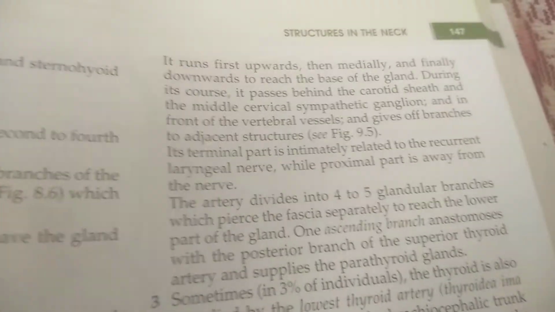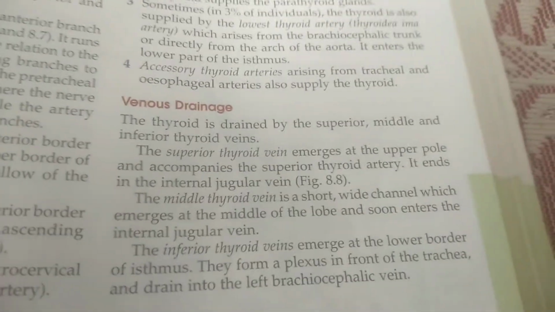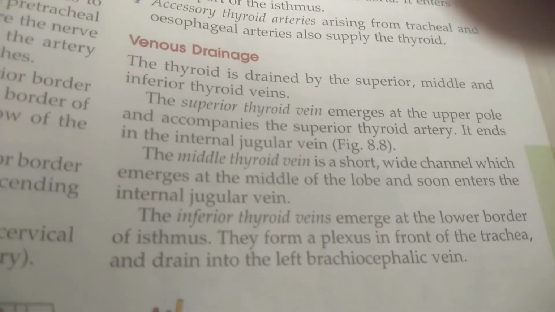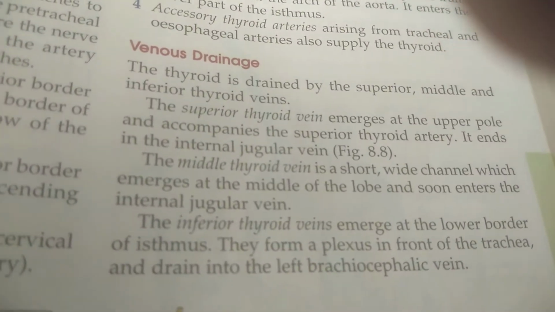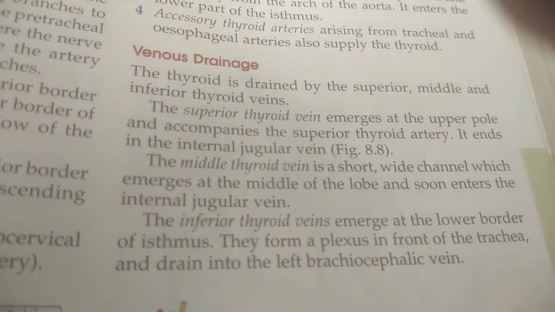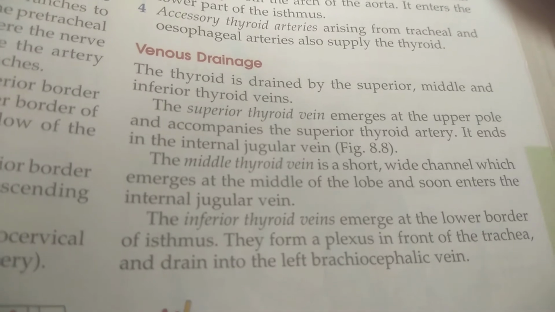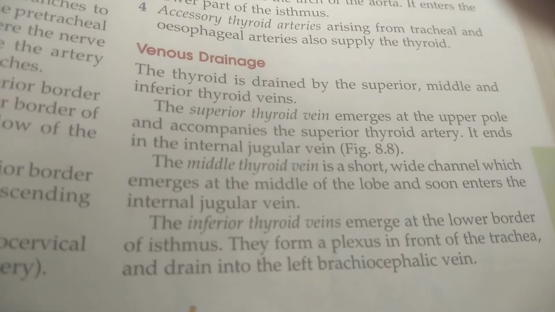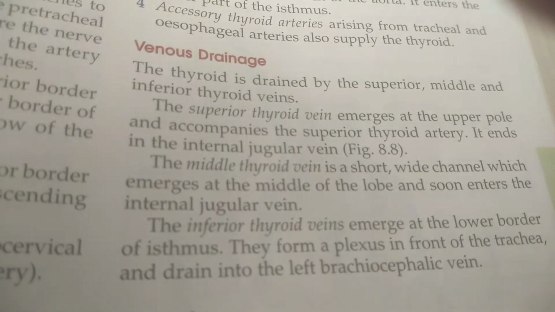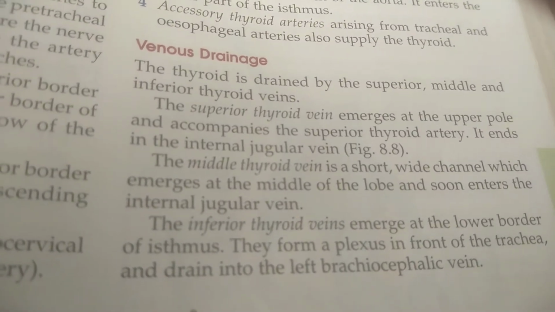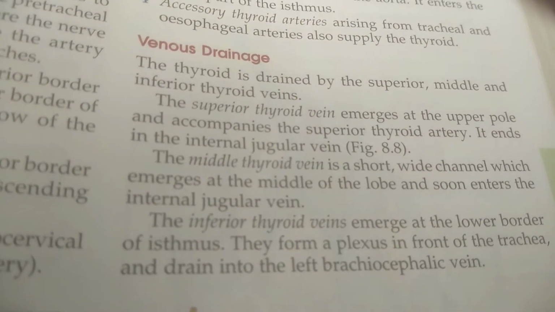Now next comes the venous supply, the venous drainage. The thyroid gland is drained by basically three veins, the superior, middle and inferior thyroid veins. There are two arteries, but the veins are three, the superior, middle and inferior thyroid veins. So the superior thyroid vein emerges at the upper pole and accompanies the superior thyroid artery. It will run along with the superior thyroid artery.